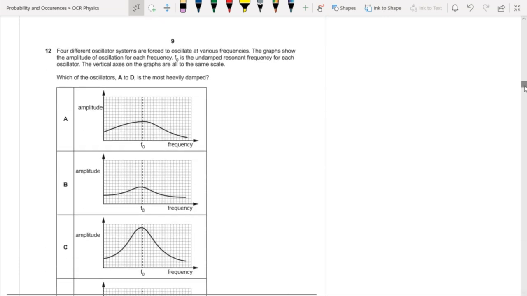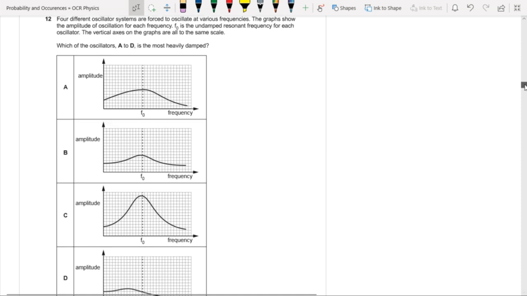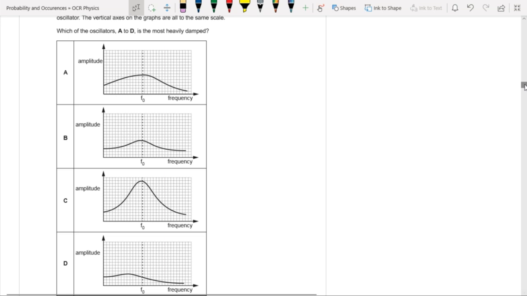Four different oscillator systems are forced to oscillate at different frequencies. The graph shows the amount of oscillation for each frequency. F naught is the fundamental frequency, or the undamped resonance frequency, for each oscillator. The vertical axes on the graph are all to the same scale. Which of the oscillations mentioned in A, B, C, D are the most heavily damped? So, by definition, damping is the process when you apply external energy to reduce the amplitude of oscillations.